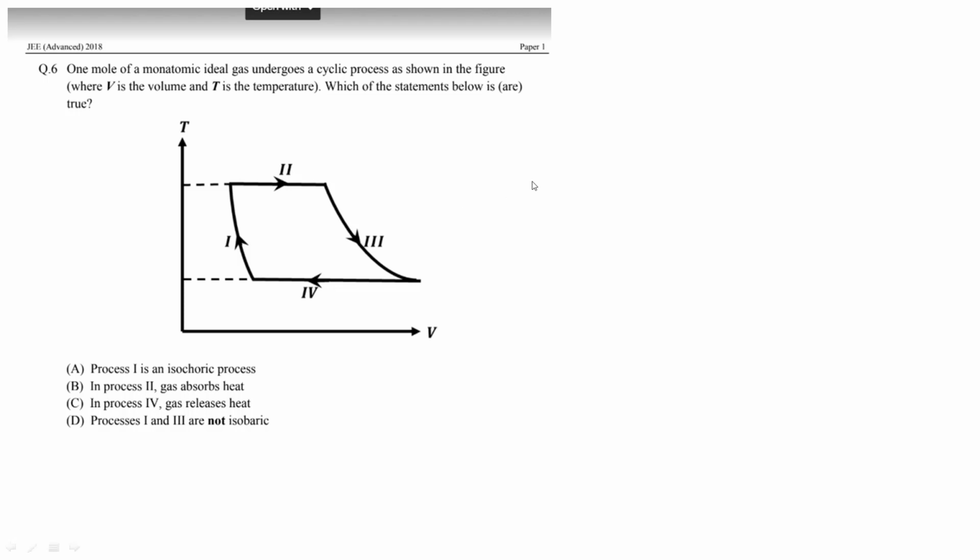As this is again an isothermal process, delta Q is equal to delta W, and since W is negative, delta Q is also negative. So when delta Q is negative, that means that heat is released by the system. So in process 4, gas releases heat. So option C is also correct. So in this question, option B, C and D are correct, and option A is wrong.